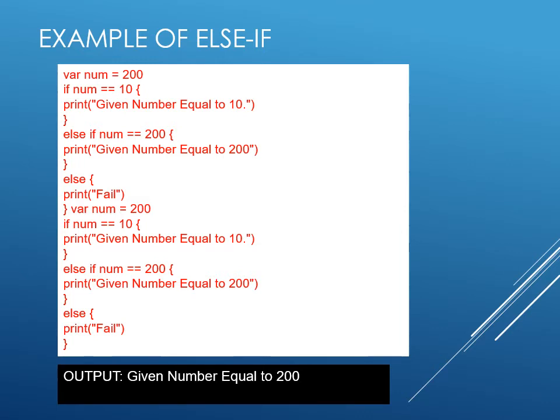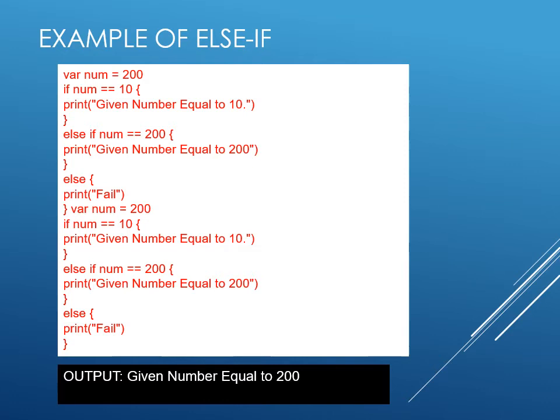So if number is equal to 10, no, the number is 200, it can't be equal to 10. So this statement is false, right? Now we will go to else if. Is number equal to 200? Yes, 200 is equal to 200, so this value is true. So it will print this one, else print fail. So the output is given number is equal to 200 because the second else if statement was true.